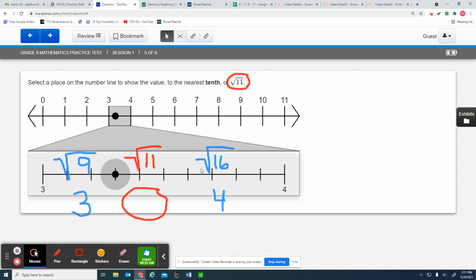So I like to call this strategy the perfect square sandwich. When you think of values that are one smaller, one bigger, and you kind of sandwich that non-perfect square in the middle.